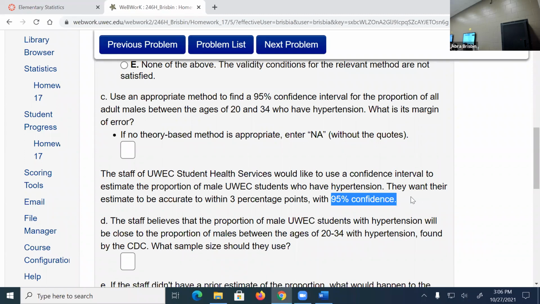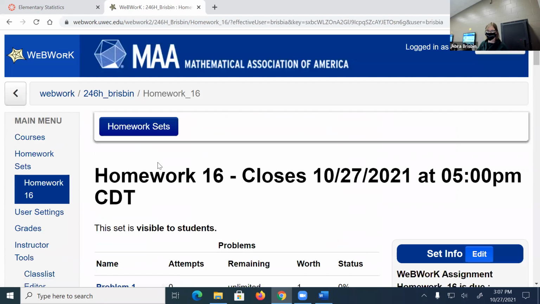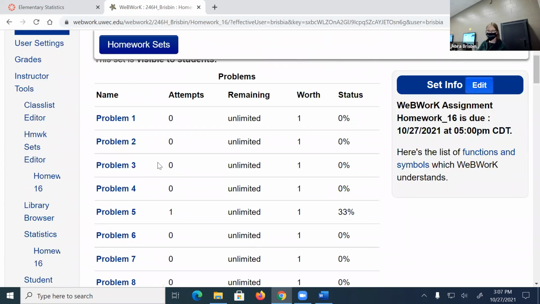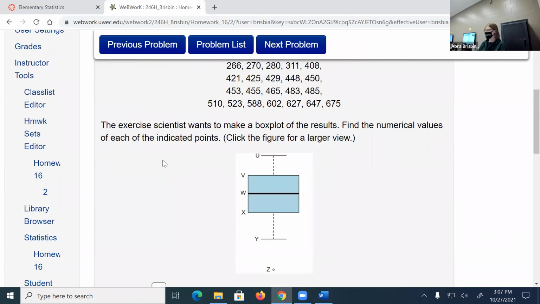Other questions about part B here? All right, Sandra, I think you raised your hand for a different question? Yes. Problem 2. And which one? Problem 2. All right. And you were asking about finding point Y?